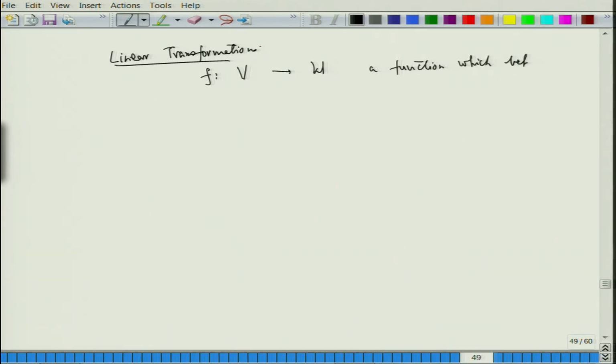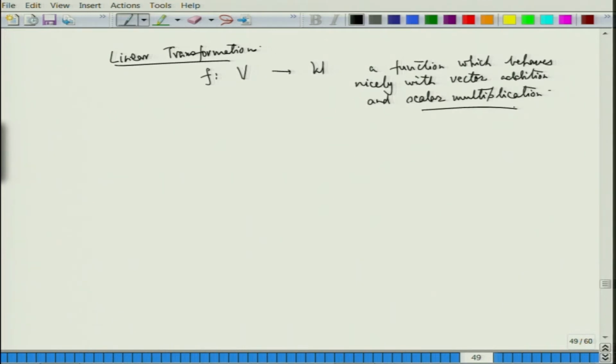A function which behaves nicely with vector addition and scalar multiplication. The word we used was that they commute: taking the addition and then the image, or first the image and then the addition, they commute. And we saw that these were very important in the sense that we could define when two vector spaces are isomorphic.